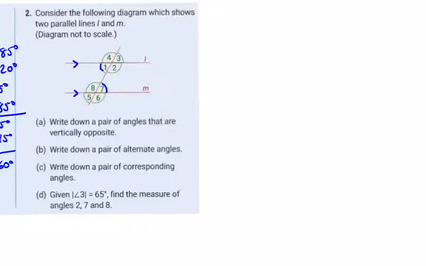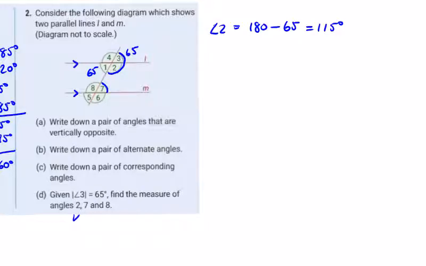Given that 3 is equal to 65, so 1 is 65. Find the measure of 2, 7 and 8. Okay, well angle 2 is equal to 180 minus the 65 along here. That's 120 minus 5, which is 115. That's angle 2.